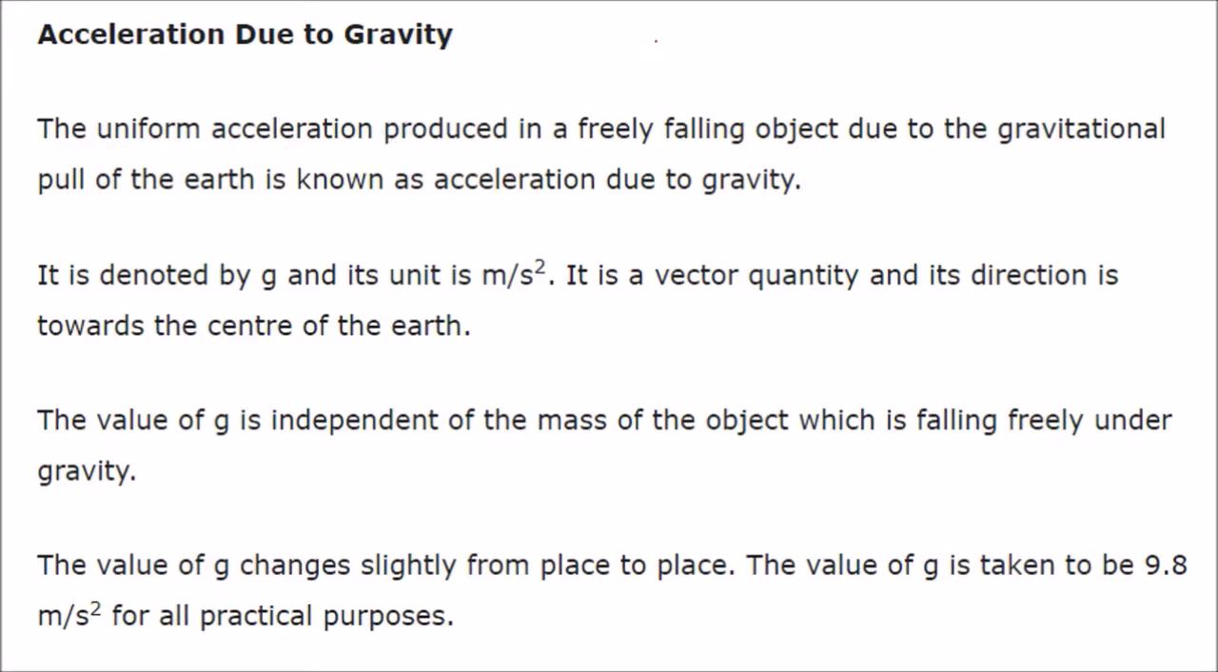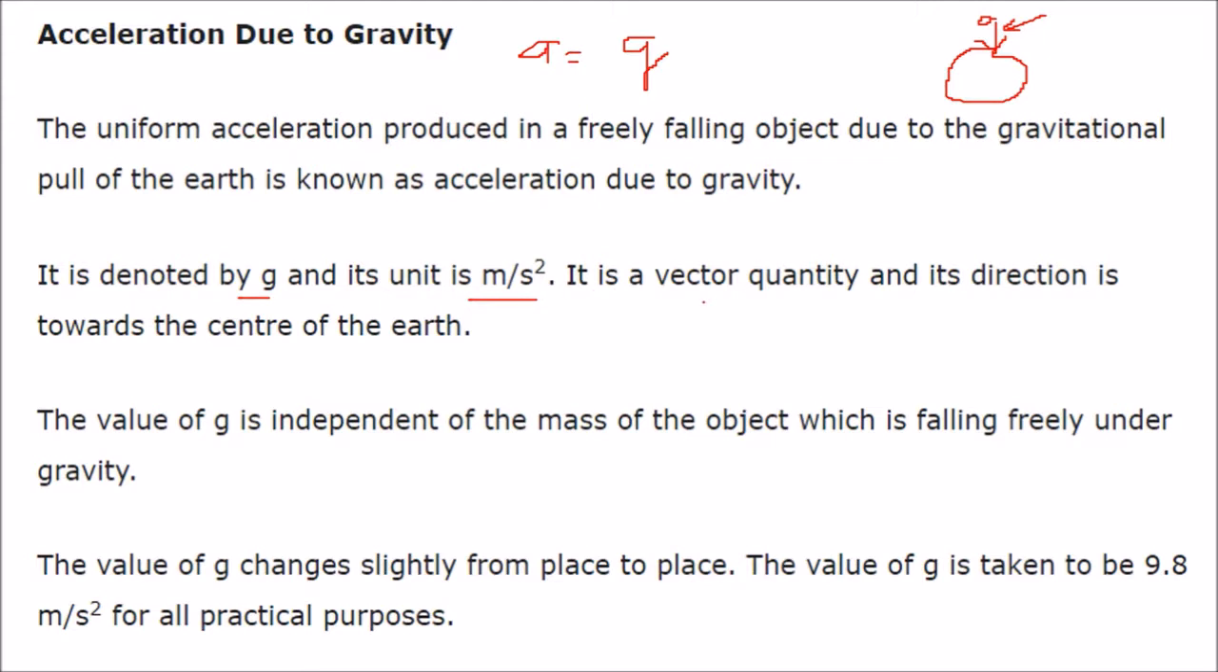Acceleration due to gravity, small g. We'll come across this g very often in various calculations. The uniform acceleration produced in a freely falling object due to the gravitational pull of the Earth is known as acceleration due to gravity. If this is the Earth and some body is being dropped, then the acceleration which this body feels is equivalent to g, that is gravity. We denote it by g, and the unit, because it is an acceleration, is meter per second square.